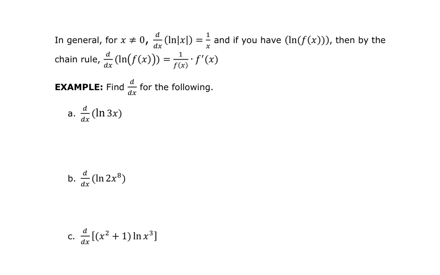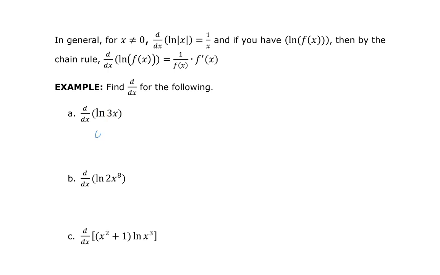All right, so in general, for x not equal to 0, we are going to say the derivative of the natural log of the absolute value of x is 1 over x, and then of course, by the chain rule, this is what we have. So if we're asked to find the derivative of any of these, we'll start with the first one. This is going to be 1 over this function and then the derivative of that function.